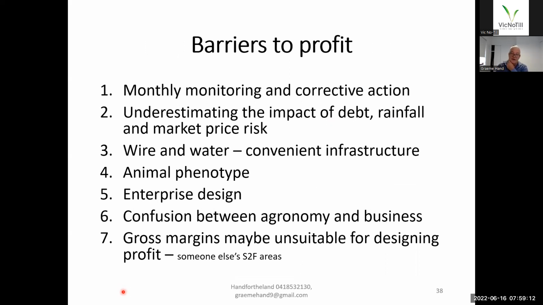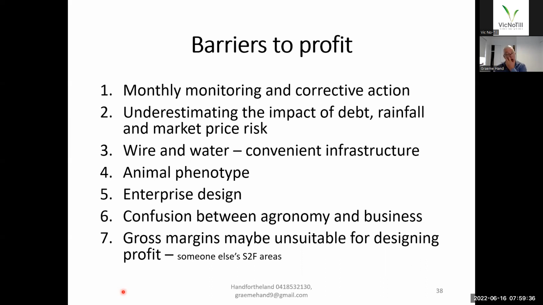Getting confused between agronomy and business is a really big one. I've got to do this because the agronomist said so. And the classic one is planting crops that don't ever make a profit to get a disease break, when you'd be better off putting it back to perennial grass and getting a refresh of the soil, increasing the structure, and then cropping back into it again.